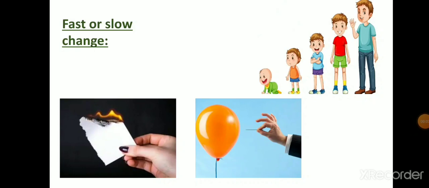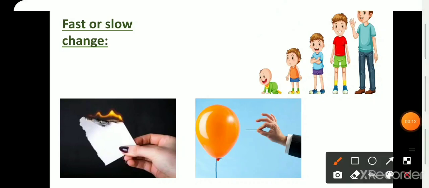Now activity 3. Fast or slow change. Here also you are provided with 3 pictures. You have to observe them very carefully and, on the basis of your knowledge, classify them as a fast change or a slow change. The first picture shows the burning of a paper. So tell me, is burning of paper a fast change or a slow change? Yes, exactly, it is a fast change.